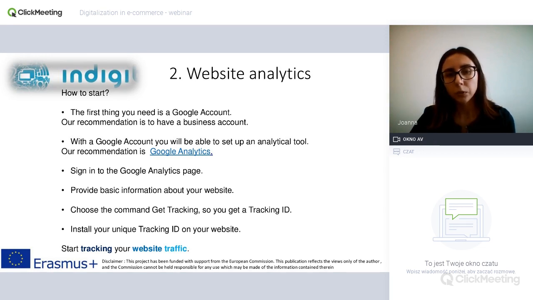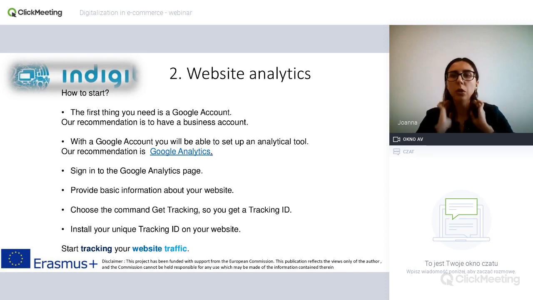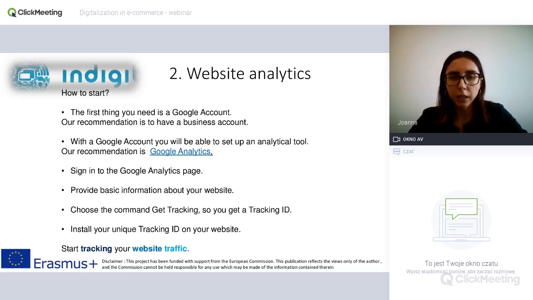Once you have a Google account and have set up your analytical tool, you need to sign in and provide some basic information about your website. Then afterwards, you will go to the command get tracking, and with a tracking ID, you can start tracking the information captured on your website.